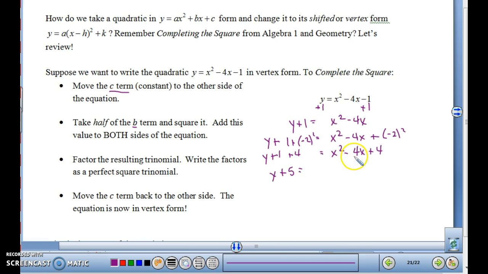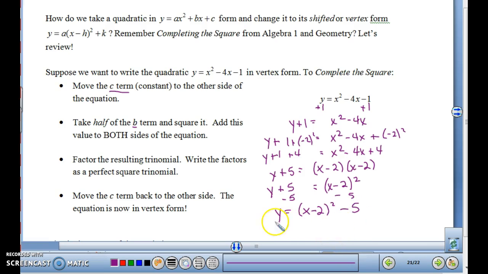Now, the reason that we took half the b term and squared it is because we want this to be a perfect square. If we factor x squared minus 4x plus 4, it will factor as x minus 2 times x minus 2. So you can see that this is a perfect square. X minus 2 times x minus 2 can be written as x minus 2 quantity squared equals y plus 5. So we factor the resulting trinomial, we write the factors as a perfect square, that's this right here, and then we move the c term back to the other side. So minus 5, and y equals x minus 2 quantity squared minus 5.